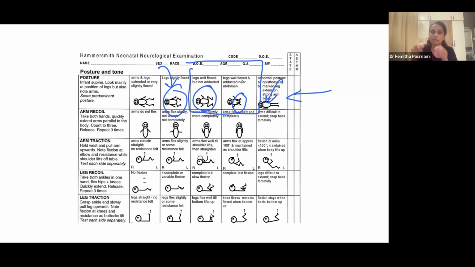And we usually do arm recoil and leg recoil together. That's what the HNNE does. They have standardized the method that way. Therefore, we do both sides together. Okay. It's not wrong that you do one side and then the other side.